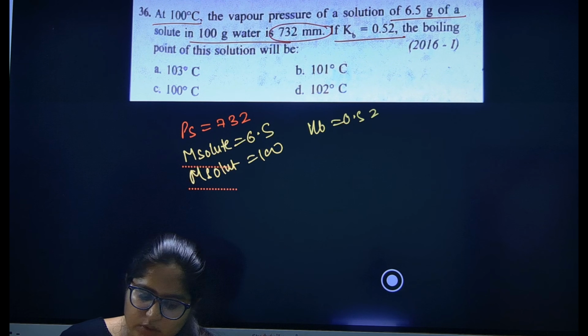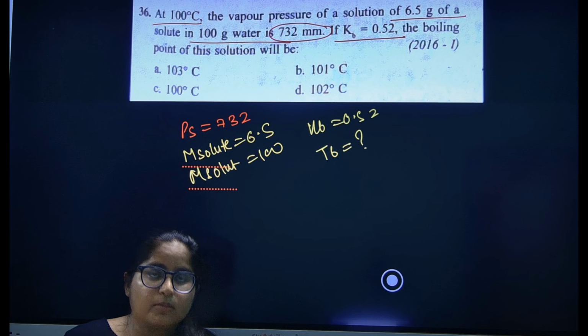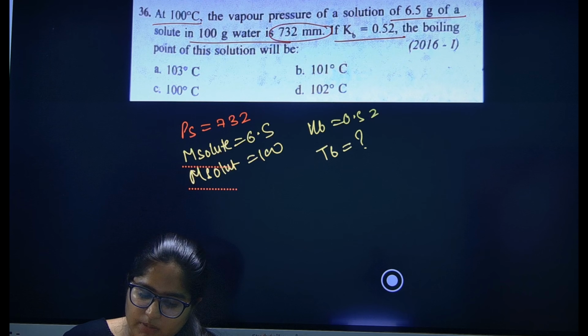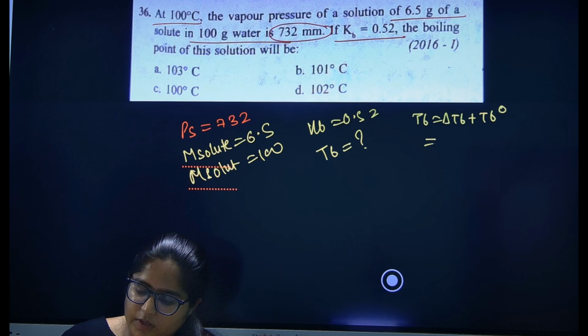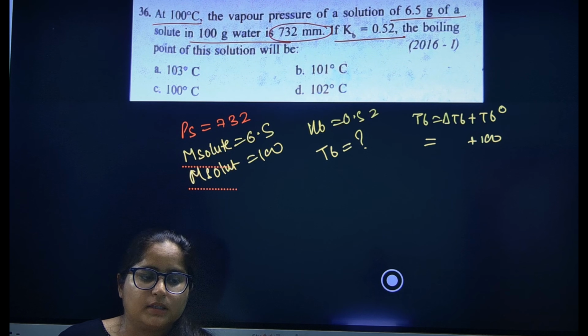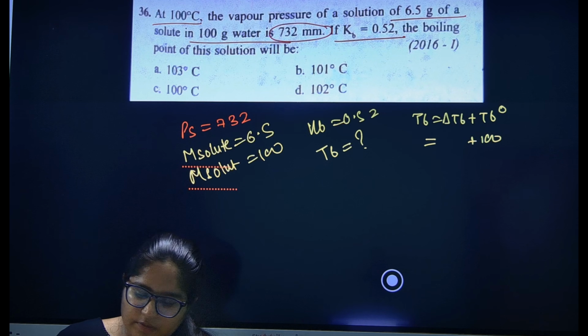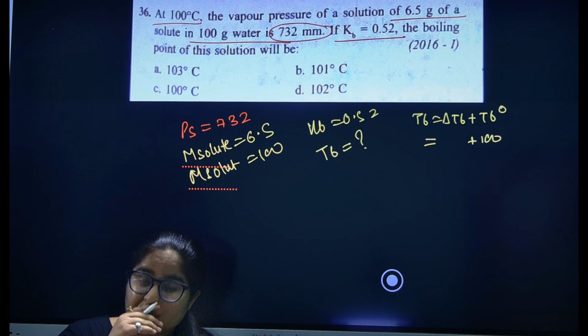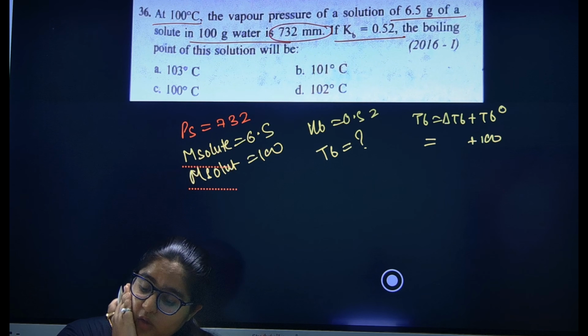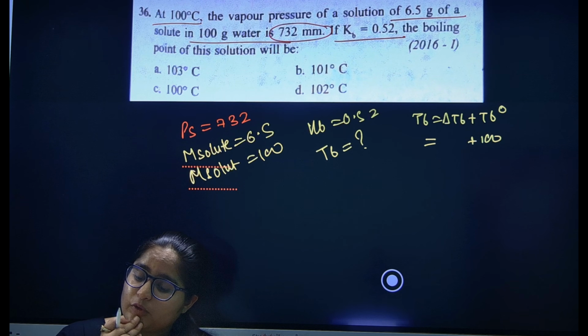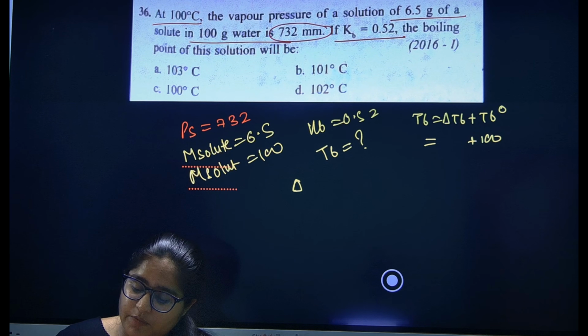Boiling point of solution means they are talking about Tb. So how to find out Tb? We know Tb equals delta Tb plus Tb naught. We know it's water, so Tb naught will be 100. So we have to find out delta Tb. But they have given pressure, so we will use this pressure to find out mole. Delta Tb equals Kb into m.